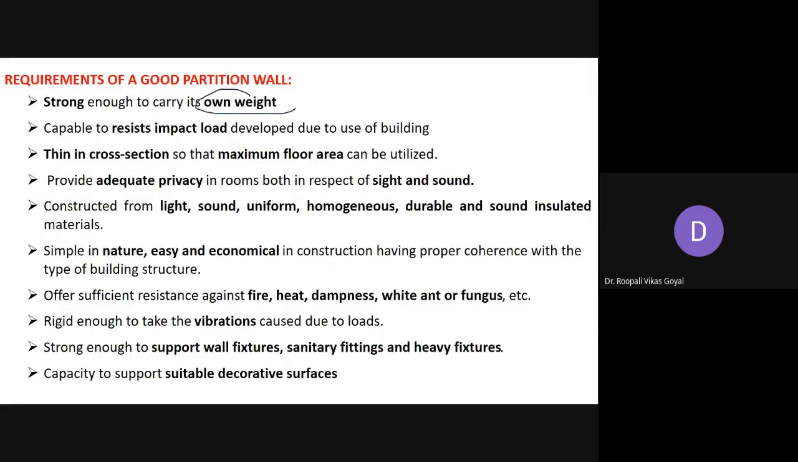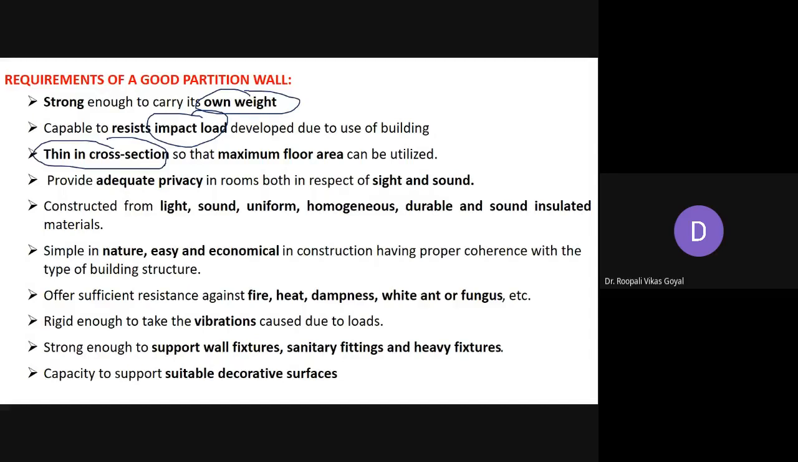It should be strong enough to carry its own weight, because it has to take its own weight. And it should resist the impact load. If a sudden load comes, it should be capable of taking that impact load. Whenever I talk about impact load, I mean sudden load. So if sudden load is developed due to use of the building, it should be capable of taking it. Its thickness should be small, so that you can utilize the maximum floor area.